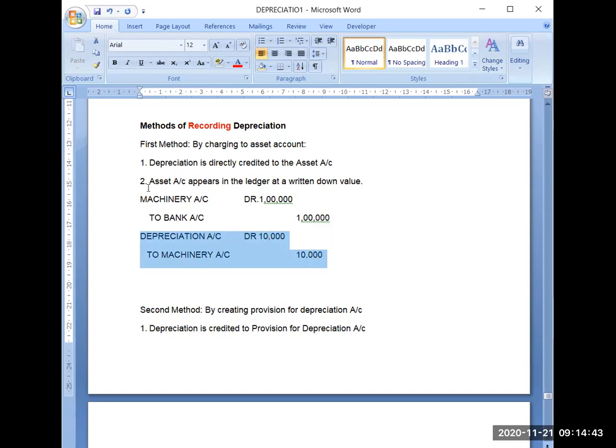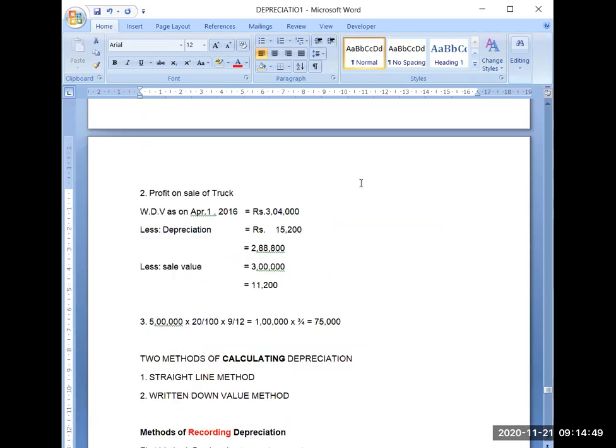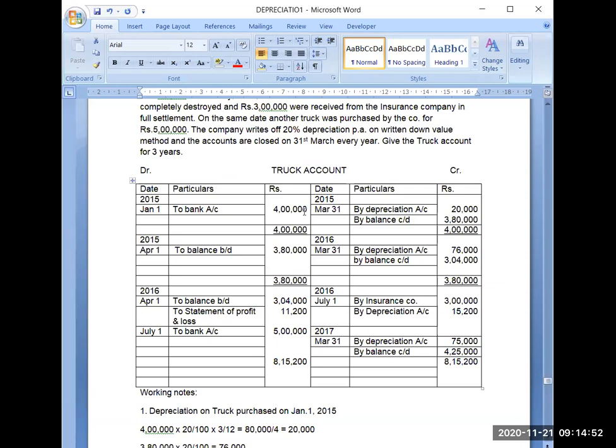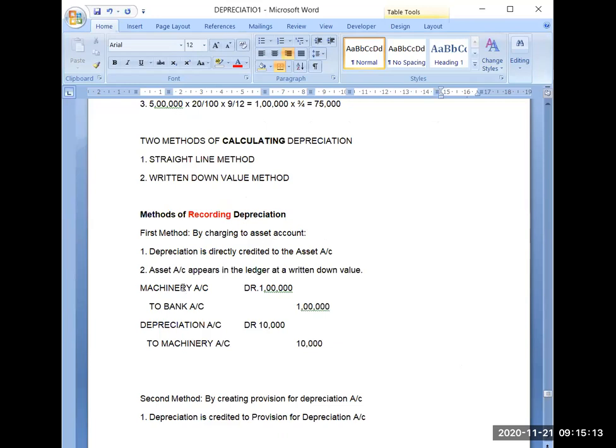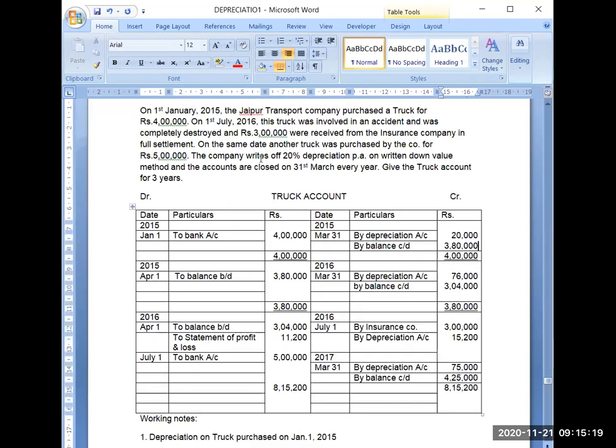Then the second point says the asset account appears in the ledger at a written down value. You have prepared a lot of ledger accounts. You can see here we have purchased the truck for 4 lakh. Then we have charged a depreciation of 20,000, and now the balance in the truck account is 3,80,000. So the second point says that the asset account will appear at the written down value. The ledger account will show you the written down value. This is an asset account, the truck account, and it is appearing at its written down value.